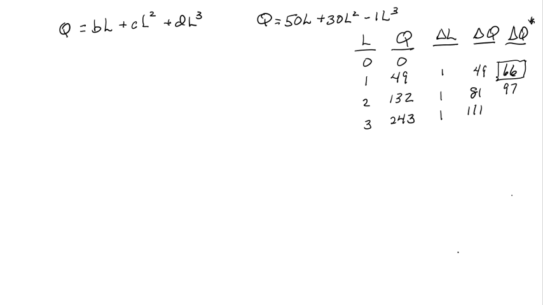Now, how did I get 66? I took 132 and I subtracted 0 for my change, and then I divided it by a change in labor, which now is 2. 2 units of labor gives 132, 0 units of labor is 0, and that's that one. And then on the very next, I look at 49 and 243, and I look at that change, divide that by 2 units of labor, and what do I have? I have 97. Now, why is that significant?